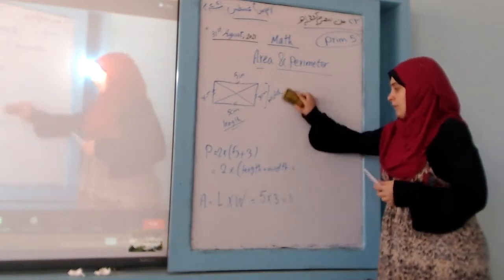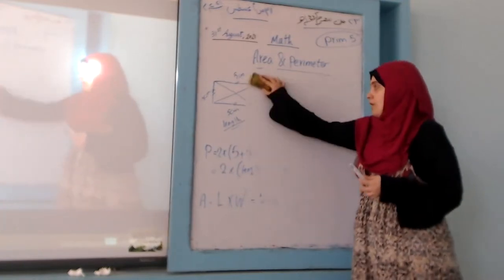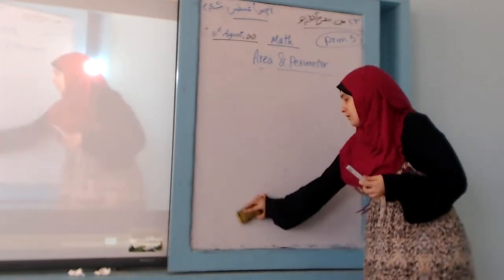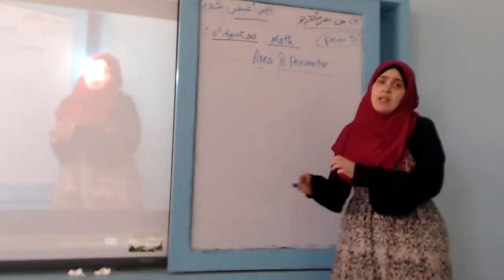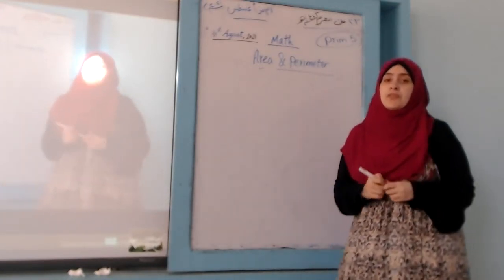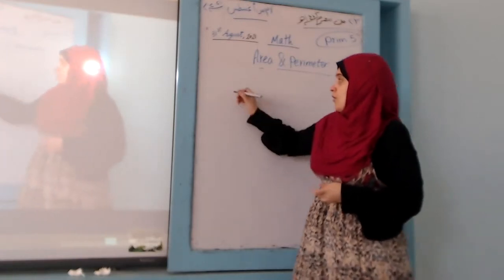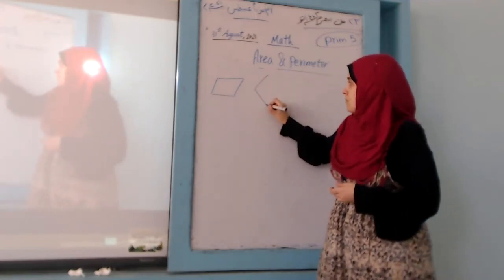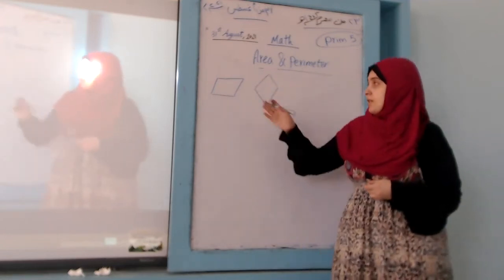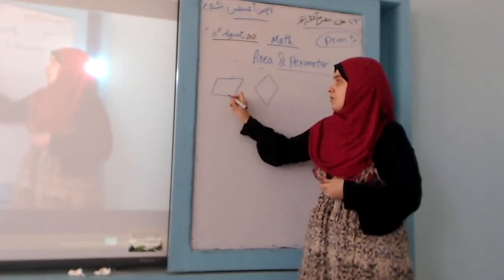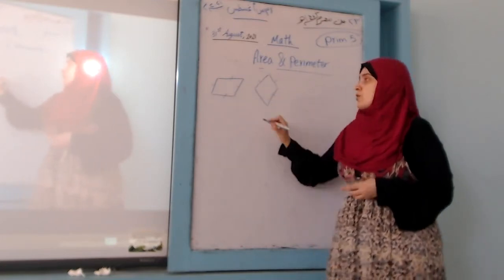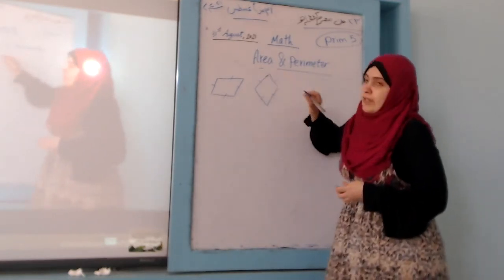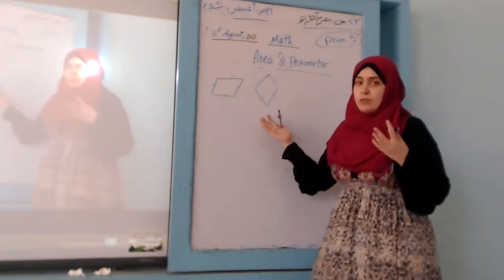So we have learned about the square and the rectangle. Okay, the third shape we are talking about is the rhombus. The rhombus is like a square, but its angles are not equal to 90 degrees. It's not a right angle. I can draw it like this and like this. The two are rhombuses. All sides are equal in length, but it's not a right angle. That's the difference between the rhombus and the square.